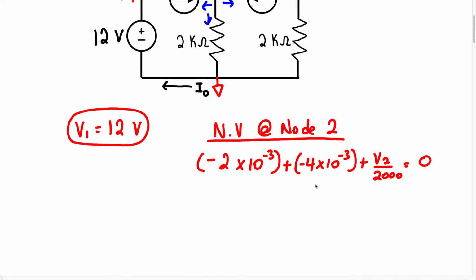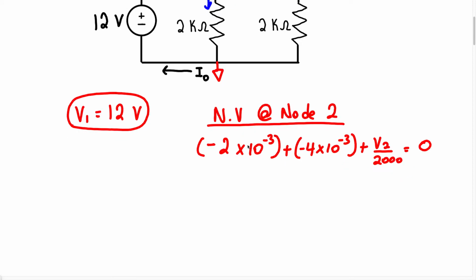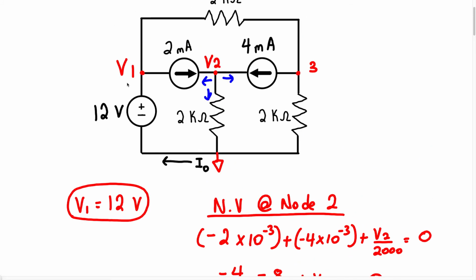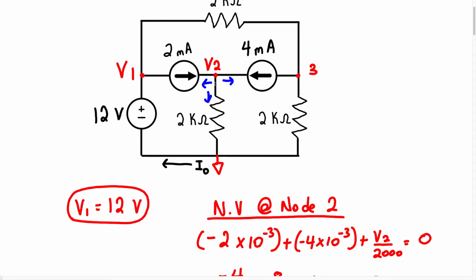So when we start to simplify this now, we know we're going to multiply each term by 2000 to get rid of this 2000 in the denominator here. So when we multiply 2000 by the first term, that's going to give us negative 4. 2000 times this term is going to give us negative 8 plus V2 equals 0. Therefore, V2 equals 12 volts. So we also know the voltage at node 2, and that's going to be 12 volts. So we know the voltage at V1. We know the voltage at V2.